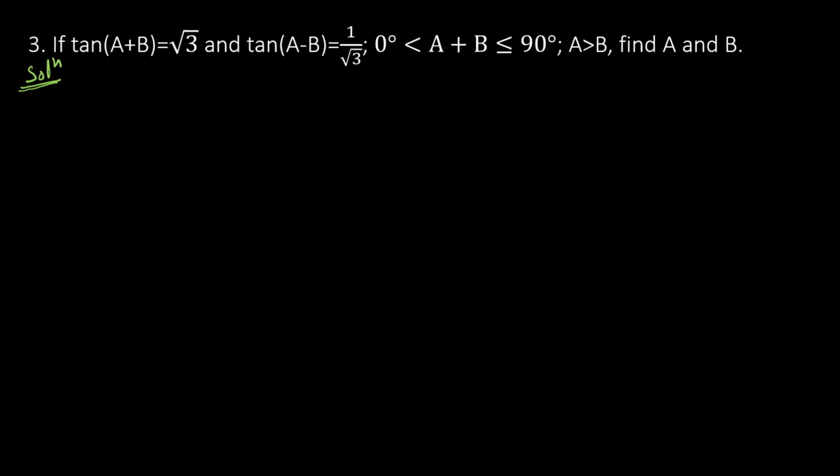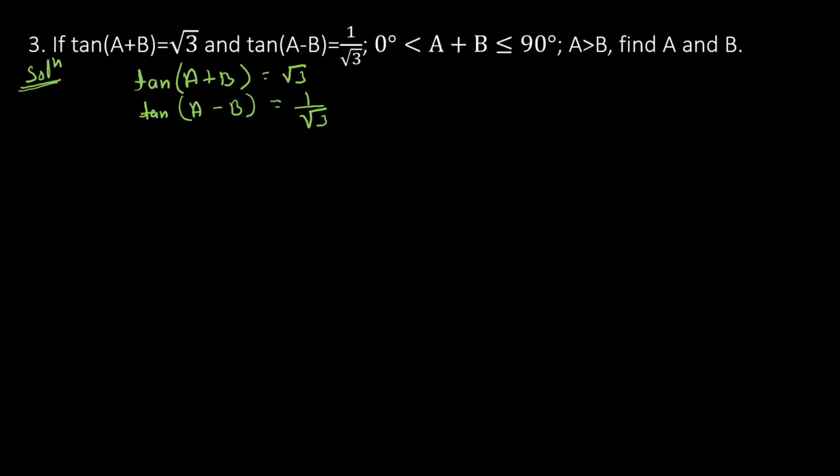Firstly, we will note down tan(A+B) equal to root 3 and tan(A-B) equal to 1 by root 3. And 0 degree is less than A+B is less than or equal to 90 degree. A is greater than B. Find A and B.